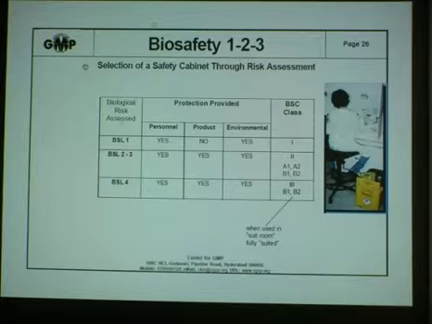BSL 4 facilities offer personal protection, product protection, and environment protection. And in these facilities, predominantly, we use class 3 biosafety cabinets. If B1 or B2 type of configuration is selected for use in a BSL 4 facility, it is invariably in a suit room where the operator is fully suited and with integral breathing apparatus fitted.